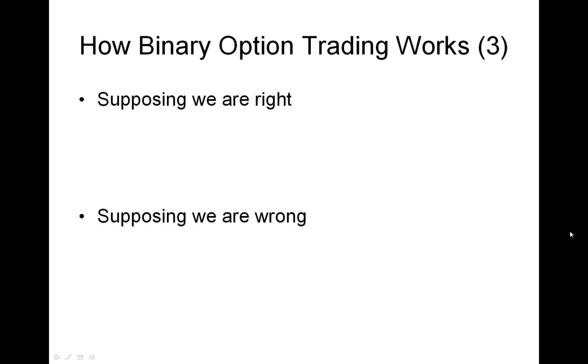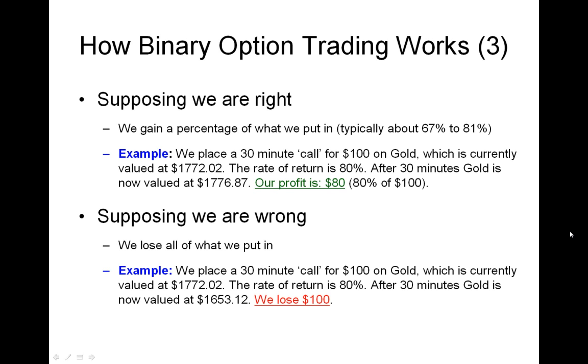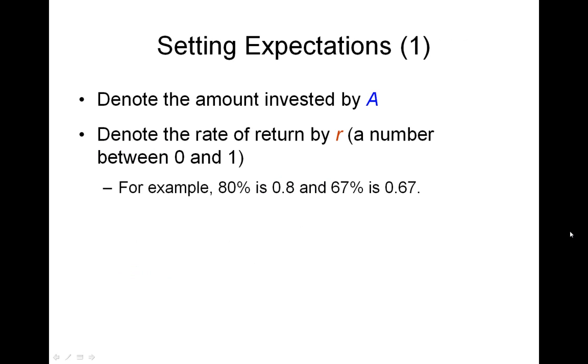So, supposing we're right, we gain a percentage of what we put in, which across from site to site and trade to trade varies from about 67% to 81%. But if we are wrong, we lose all of what we put in. And for those of us who are interested, there's two examples here. I'm not going to go into them in detail, but we can always pause the video and take a look at them.